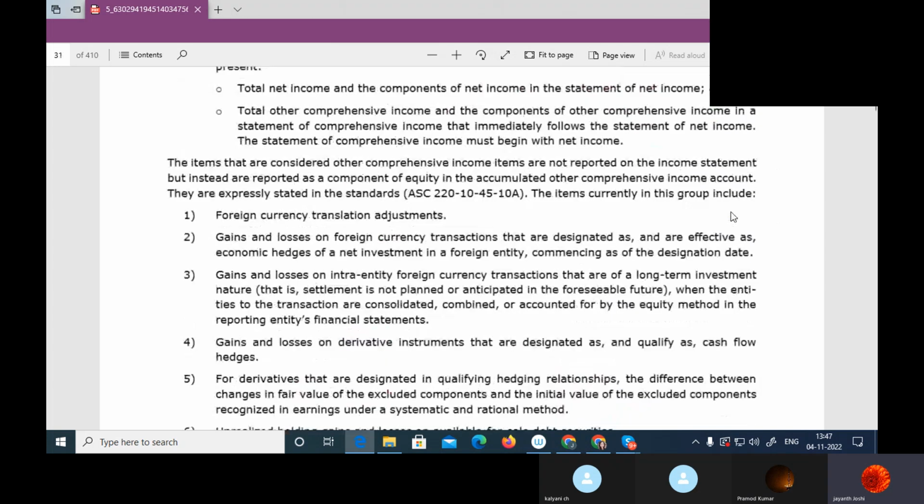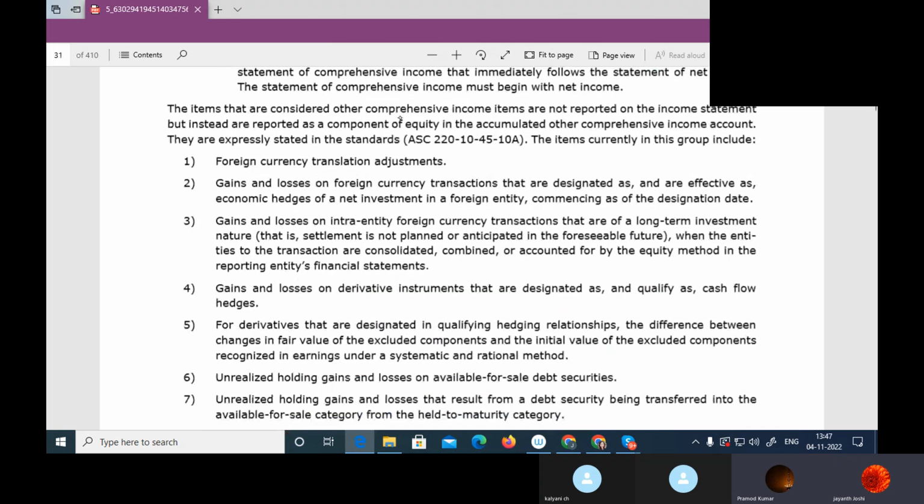So here you will see certain items showing under the other comprehensive income section, like foreign currency translation adjustments. See, suppose you have a company in India and you also have a firm in the United States. So what happens? You do consolidation in India. You know what is consolidation? You make group accounts.